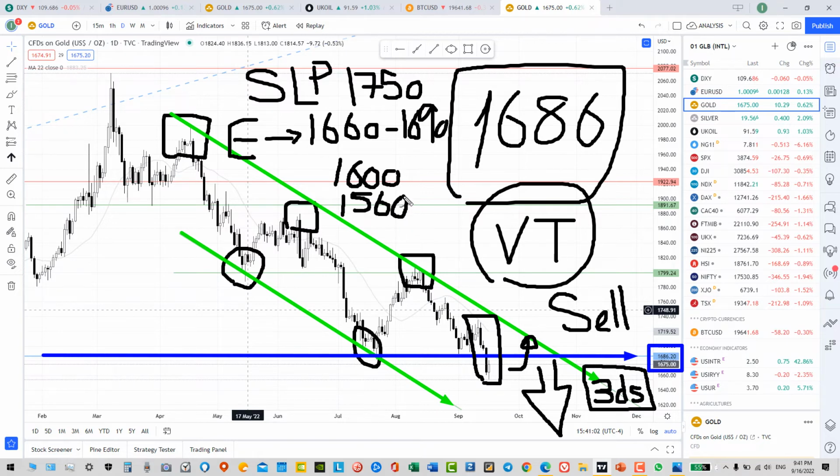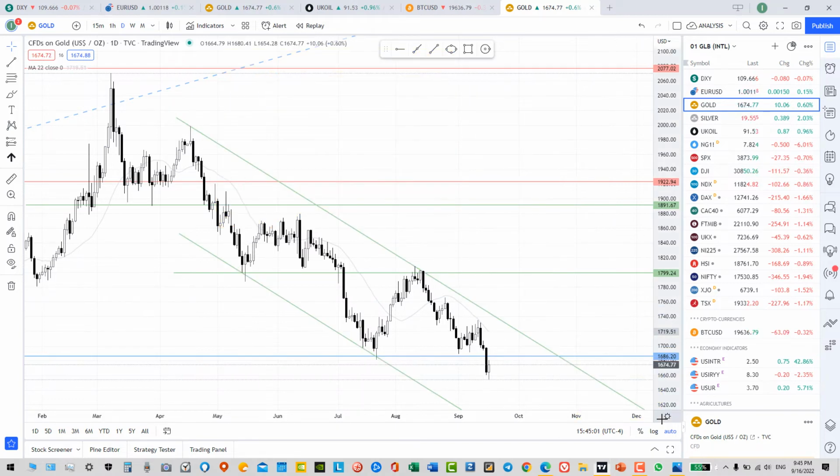Keep in mind that this virtual trade is only allowed to be executed if the 1686 level works as a resistance for additional 3 days, as we have just mentioned. We do expect some volatility around that level, but a decisive break with 3 days confirmation is a good signal for virtual trading over the short term to the downside.